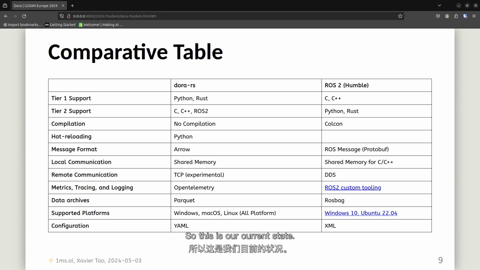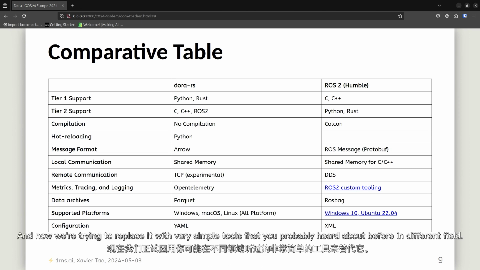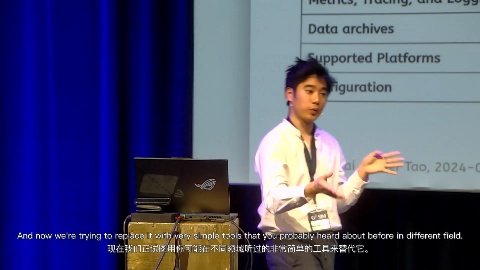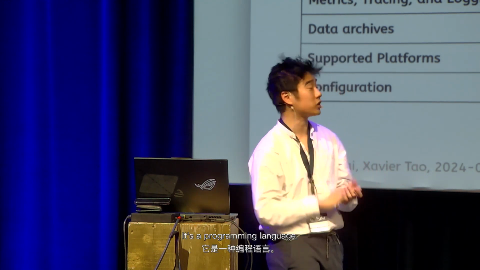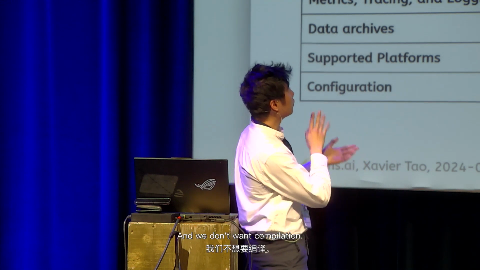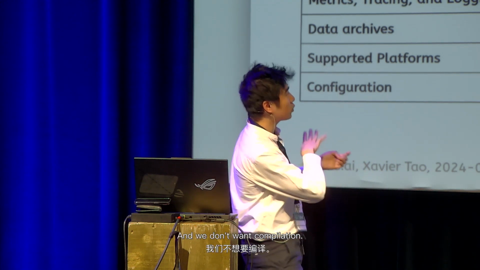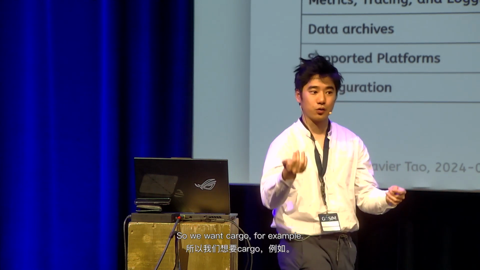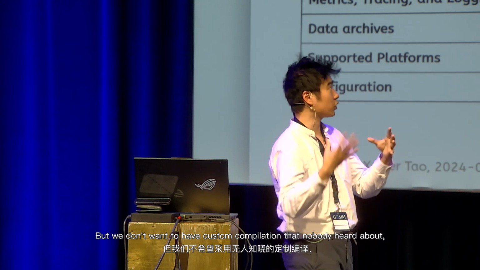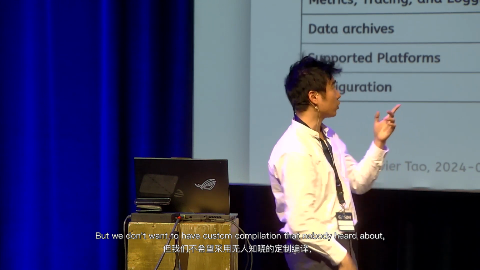So this is our current state. It used to be very hard to do robotics. You used to have a lot of very custom robotics fields, and now we're trying to replace it with very simple tools that you probably heard about before in different fields. Maybe you heard about Python. It's a programming language. It's very easy, and we don't want custom compilation. I mean, we want native compilation, so we want cargo, for example, but we don't want to have custom compilation that nobody heard about.